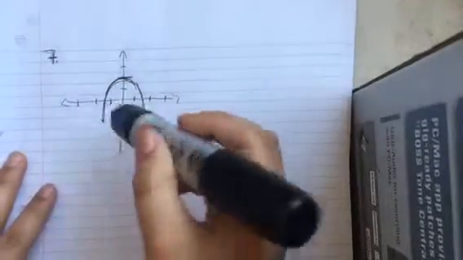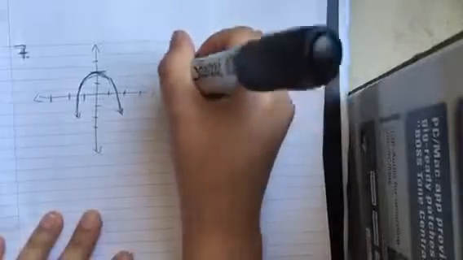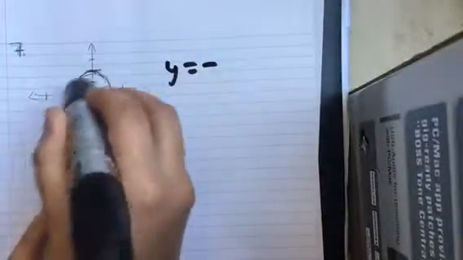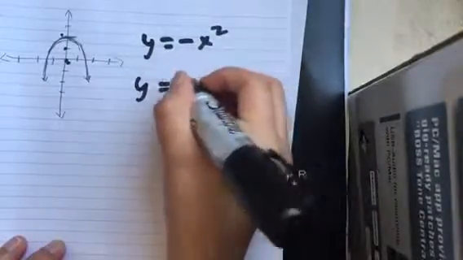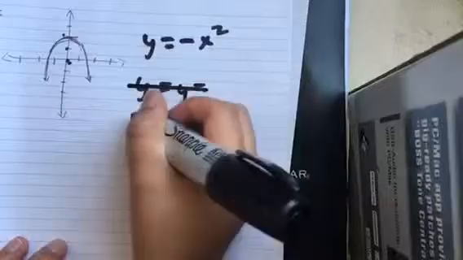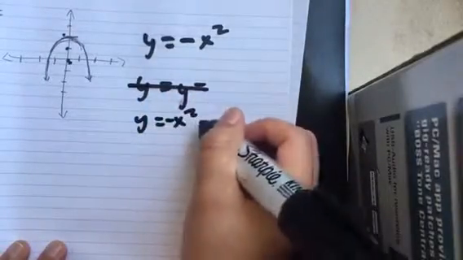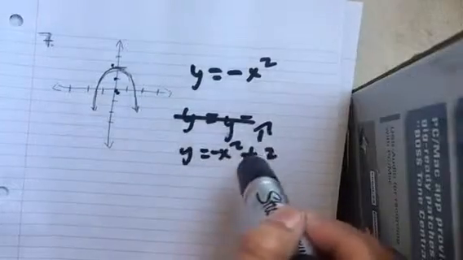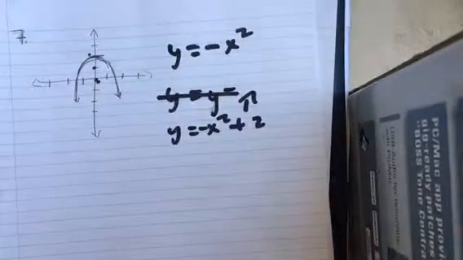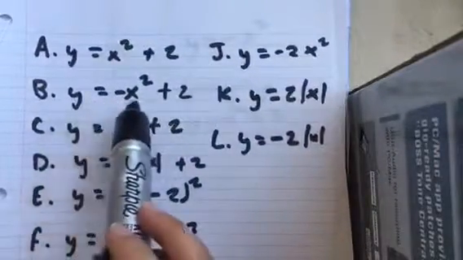So now we're going to work on 7. This is a graph of a parabola and it's down. So since it's a parabola going down, it's going to be negative x squared. But since it also goes up, it's plus 2, because plus 2 makes it go up. So it's y equals negative x squared plus 2. If we look at our answers, y equals negative 2x squared plus 2, it would be B. So 7 would be B.